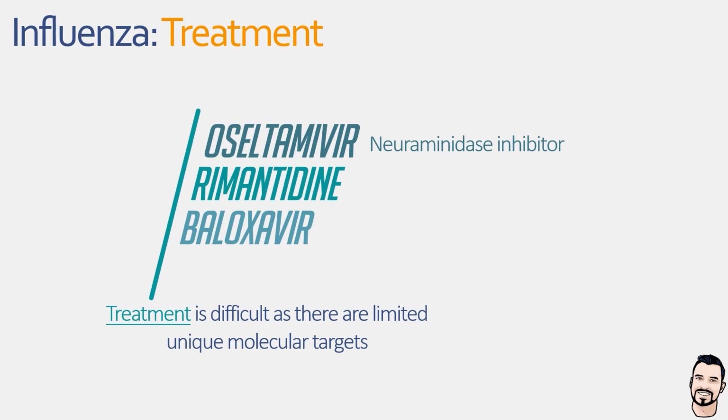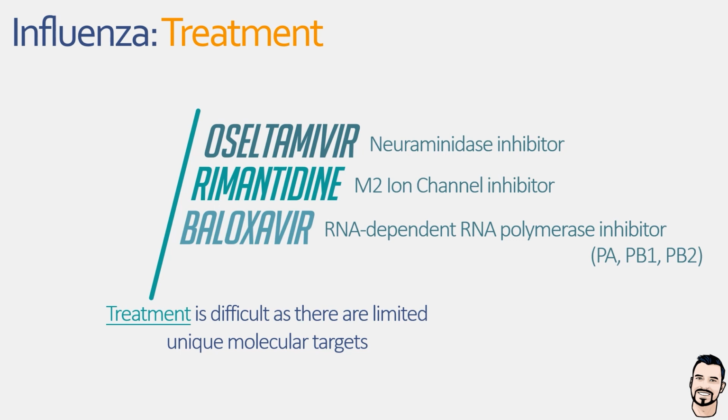Next up, we have rimantadine, which is an M2 ion channel inhibitor, and this blocks the ability of the virus to release its genetic content into the host cell, meaning the host cell never receives the instructions to produce more virions. And finally, there is baloxavir, which is an RNA-dependent RNA polymerase inhibitor capable of inhibiting the viral polymerase so that it is unable to replicate the viral genome or produce the required viral messenger RNA.